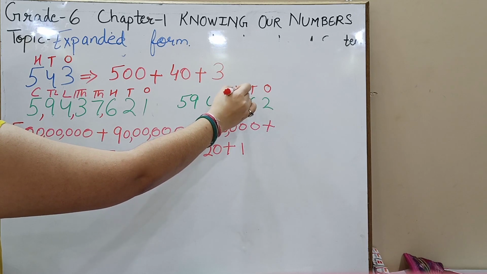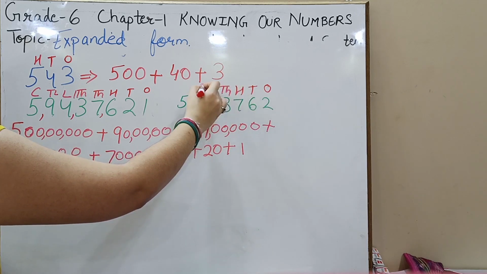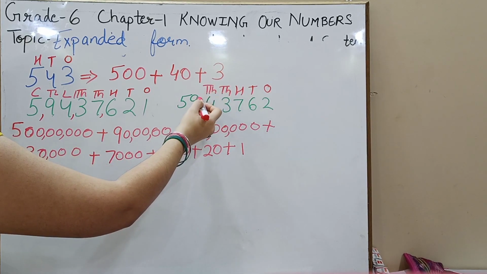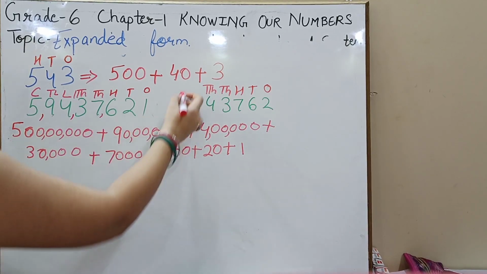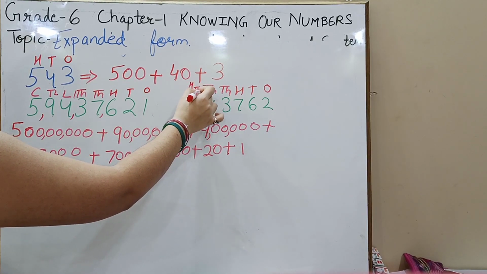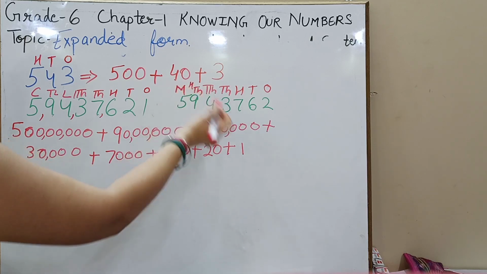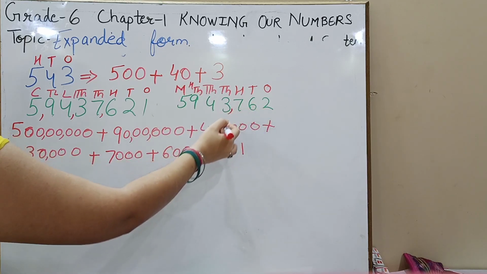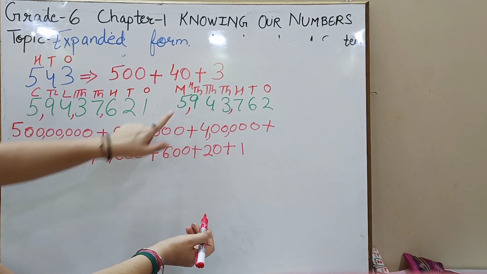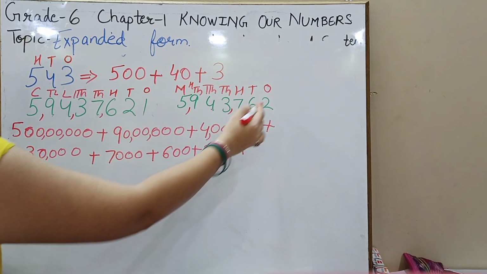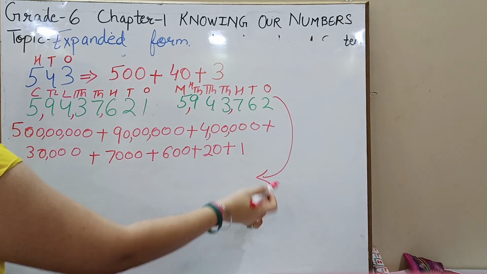Ones, tens, 100, 1000, 10,000. Now there is no lakhs. There will be 100,000 and then million. Put the commas: ones, tens, 100, comma, 1000, 10,000, 100,000, comma, and million, comma. Now you need to put the expanded form of this.